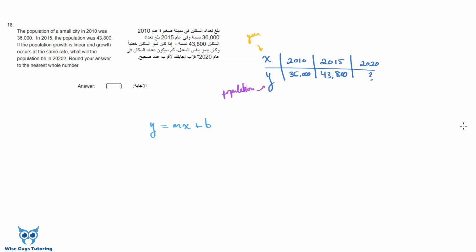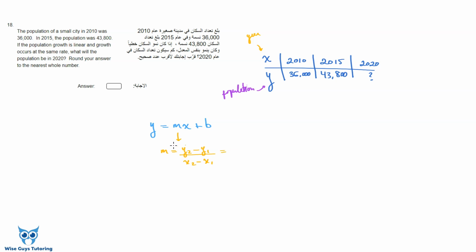Okay, so the first thing we're going to focus on is how to find m. M is the slope, or some people call it the gradient. And the gradient is found by doing rise over run. That means the increase in y, which is the population, divided by the increase or decrease of the run, which is the year in this case.